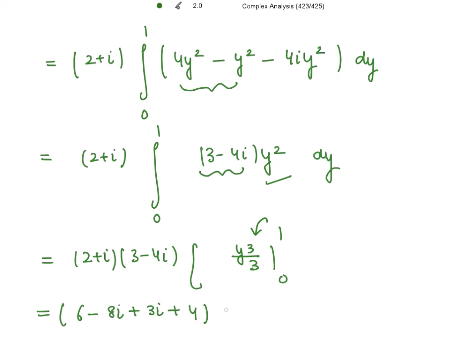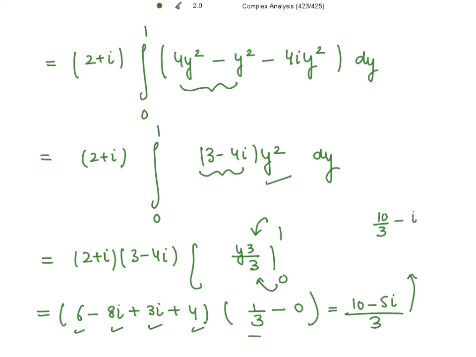Putting the upper limit, we get 1 divided by 3 minus, putting the lower limit, it is 0. 6 plus 4 is 10. Minus 8 plus 3 is minus 5 iota, and this is 1 divided by 3. So we are getting this to be 10 divided by 3 minus iota 5 divided by 3, the required answer for the second part. Right? So this is how we evaluate the integrals along the different paths. Okay, thank you.